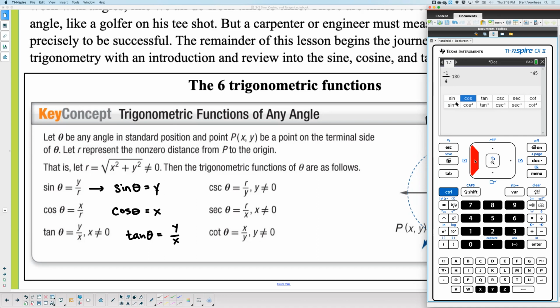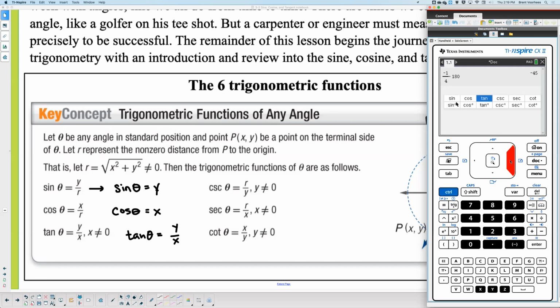And then it always goes: sine is y, cos is x, tangent is y over x. Same order. Y first, x second. Sine is y, cos is x, tangent is y over x.